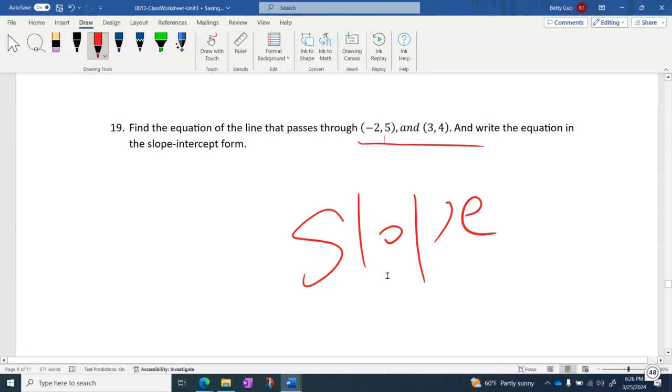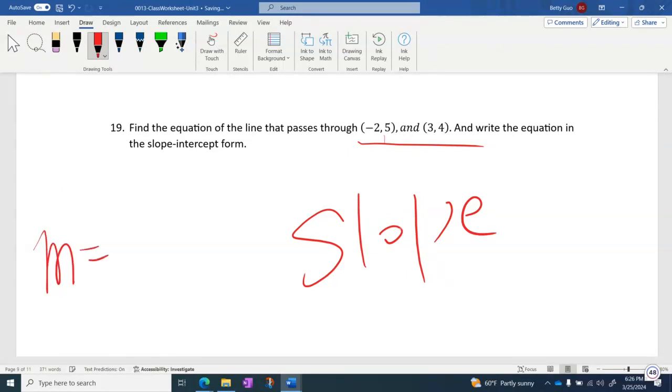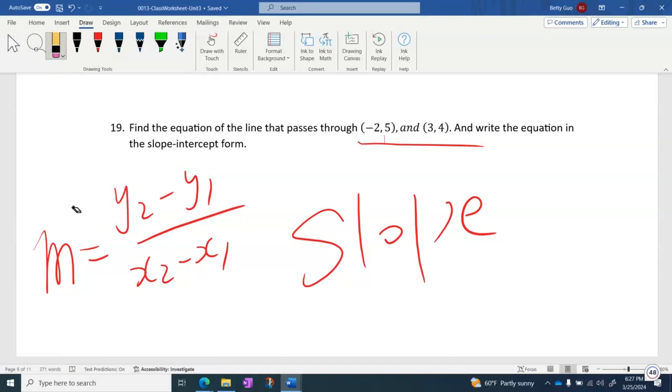The slope of the line, right? Okay, so to find the slope of the line, we can use the formula. Slope equals y sub 2 minus y sub 1 all over x sub 2 minus x sub 1. That's the algebraic method. Or we can use the graphical method. Let me use the graphical method.